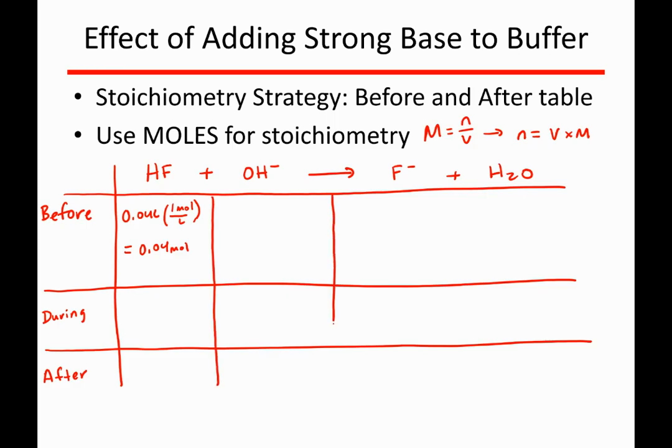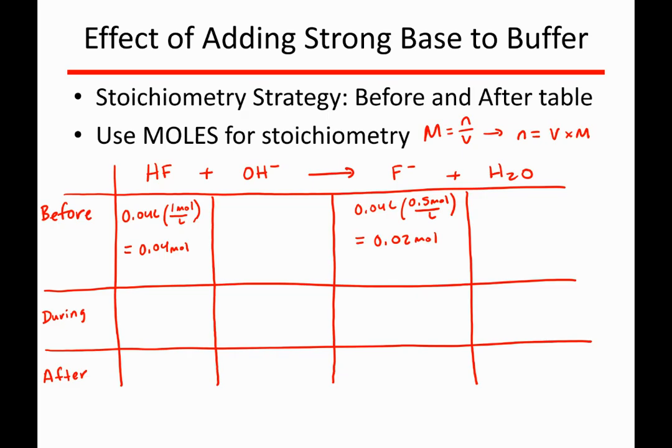The F minus also comes from the buffer solution, and so you want to use the volume of the buffer solution, 0.04 liters, and the concentration of the fluoride ion, right, from the NaF was 0.5 molar. So the concentration of the fluoride ion is 0.5 molar, 0.5 moles per liter. So you have 0.02 moles of the fluoride ion before the reaction occurs.